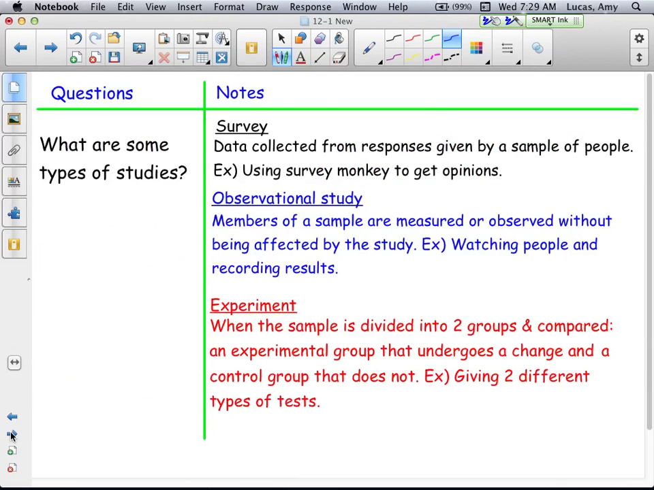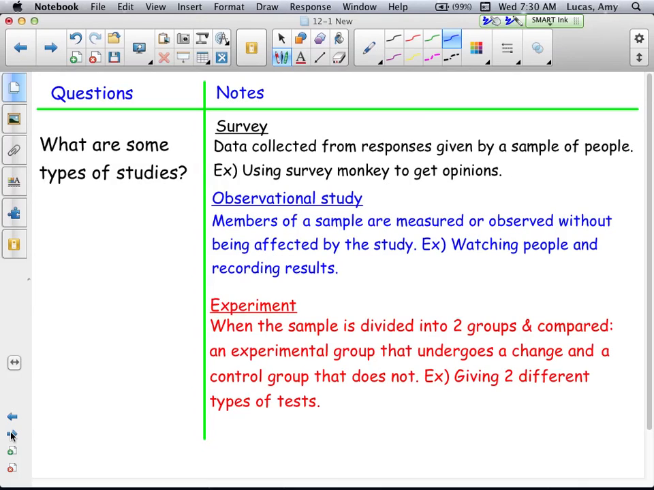Okay, what are some types of studies? So we've had a lot of vocab words here. So some types of studies. The first one is a survey. This is familiar, I'm sure, to all of you. That's when data is collected from responses given by a sample of people. For example, using SurveyMonkey to get opinions, or interviewing people. That would give you answers to your questions. Or a written survey, sending something in the mail or asking people to fill something out.